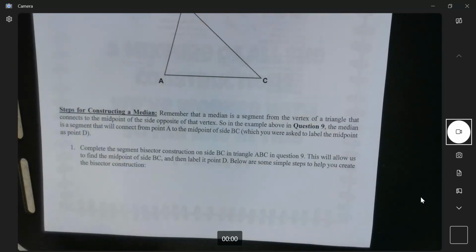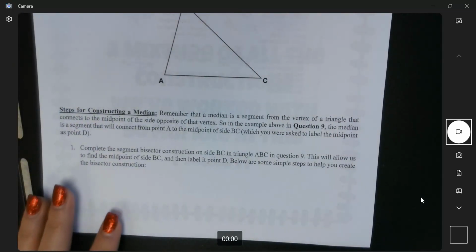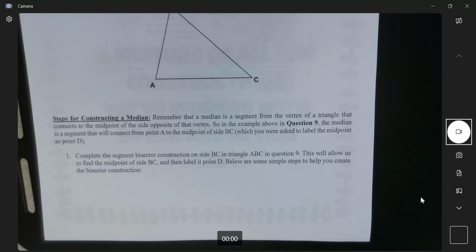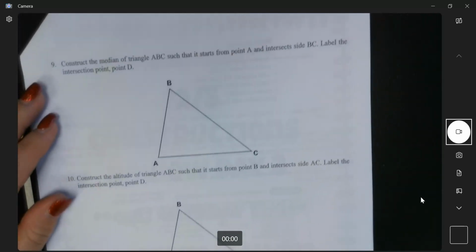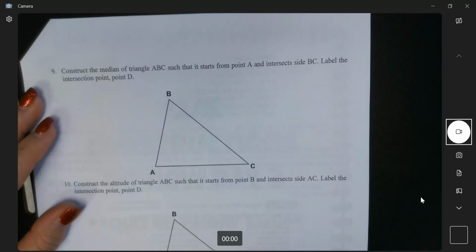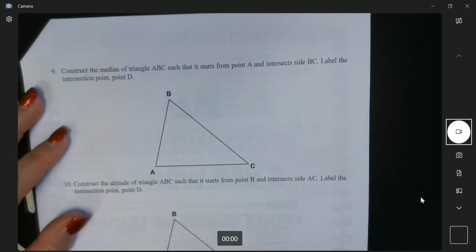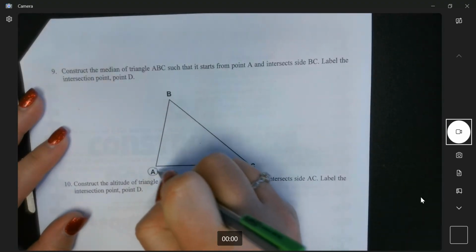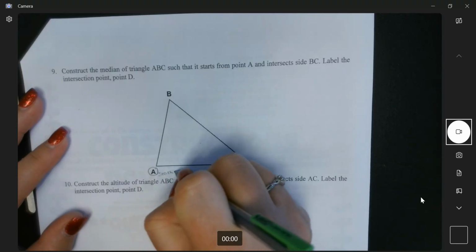So let's take a look at the median one, just because that's what question 9 is asking about. So the steps for constructing a median. Remember that a median is a segment from the vertex of a triangle that connects to the midpoint of the side opposite of that vertex. In the example above in question 9, the median is a segment that will connect from point A to the midpoint of side BC, which you were asked to label as point D. In this question, it says construct the median of triangle ABC such that it starts from point A. I usually like to circle the starting point and label it.